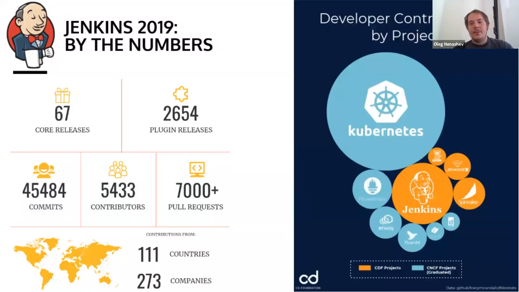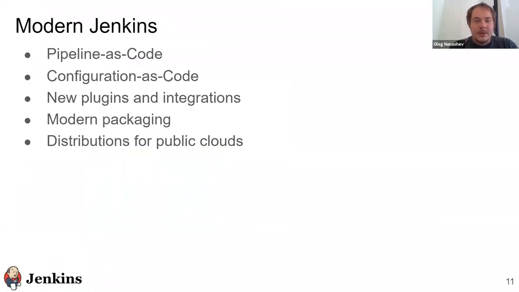If you want some comparison with other projects, for example, we have a diagram which lists all incubating and graduated CNCF projects, and you can see that Jenkins is basically the second biggest project after Kubernetes. Kubernetes is huge, but Jenkins is also huge. And the smaller circles there are actually pretty big projects with healthy communities with hundreds of contributors. But Jenkins is really big, and it evolves in many directions.